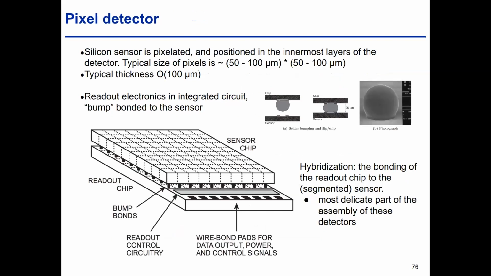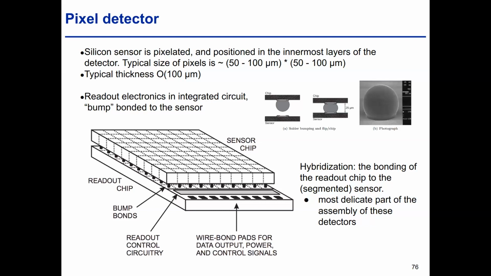You can also go even further and segment these detectors into small squares. That's what we call pixel detectors. The techniques to do that have gotten better and better over the years, and now, for the high luminosity LHC, we are looking at sizes like 50 by 50 micrometers squared, or even 25 by 100 micrometers squared.